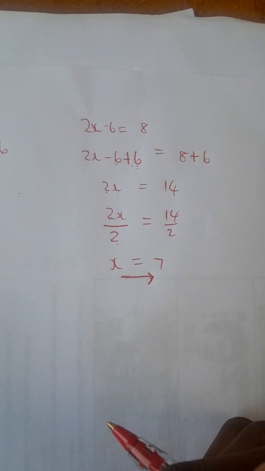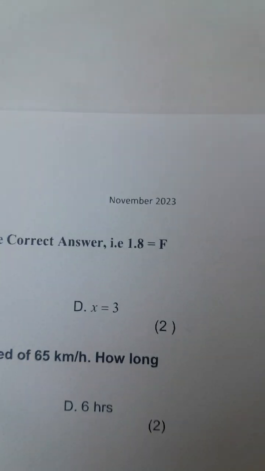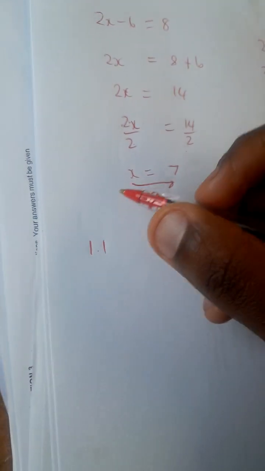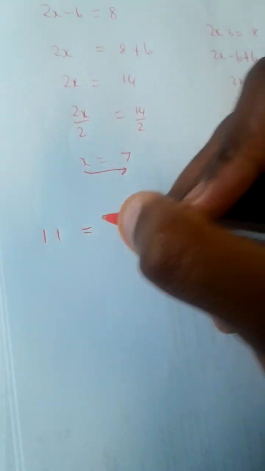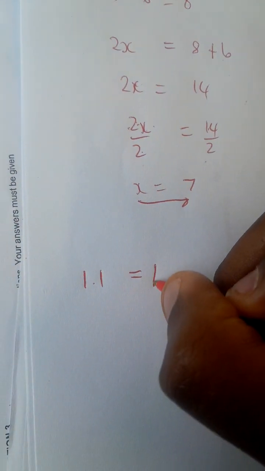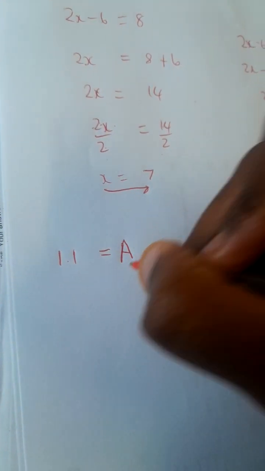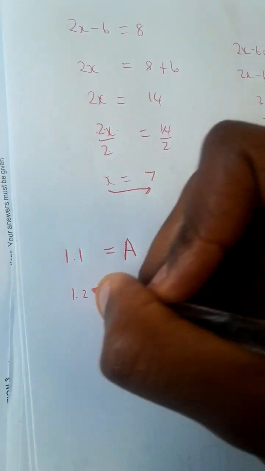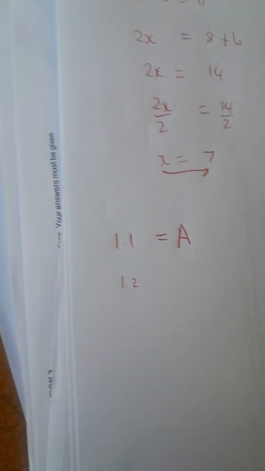Yeah, so therefore x is equal to what? To 7. So if I'm going to answer the multiple choice question, in my answer script, I'm going to write 1.1. And according to how I've been guided, I'm going to say 1.1 is equal to, now the option x is equal to 7 is A. So I'm going to say 1.1 equal to A. Does that make sense? So 1.1 has been answered. Then I move on to 1.2.